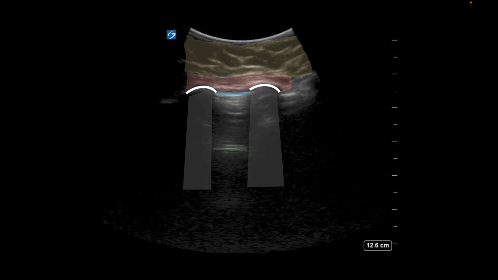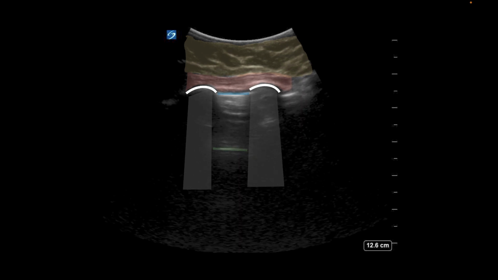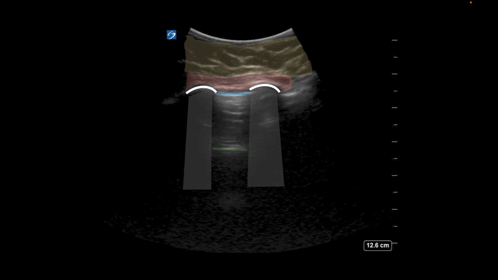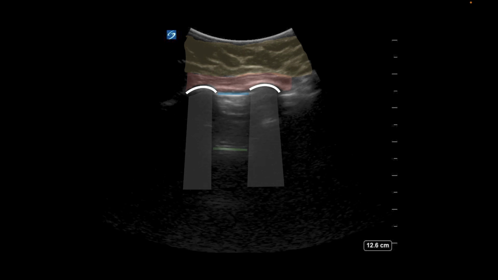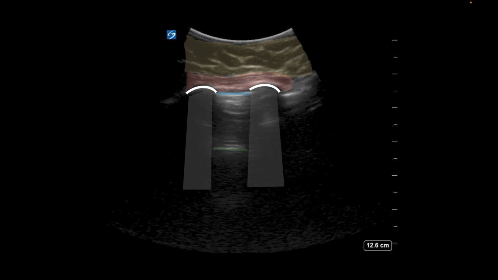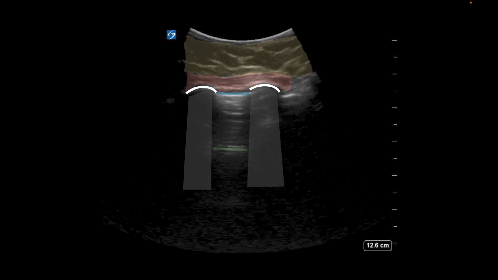It is important to ensure that your probe is always perpendicular to the pleural line to optimize its appearance so you can better evaluate for any abnormality. The presence of A lines are indicative of being perpendicular, but you may need to also adjust your probe orientation depending on the contour of the patient's chest wall.